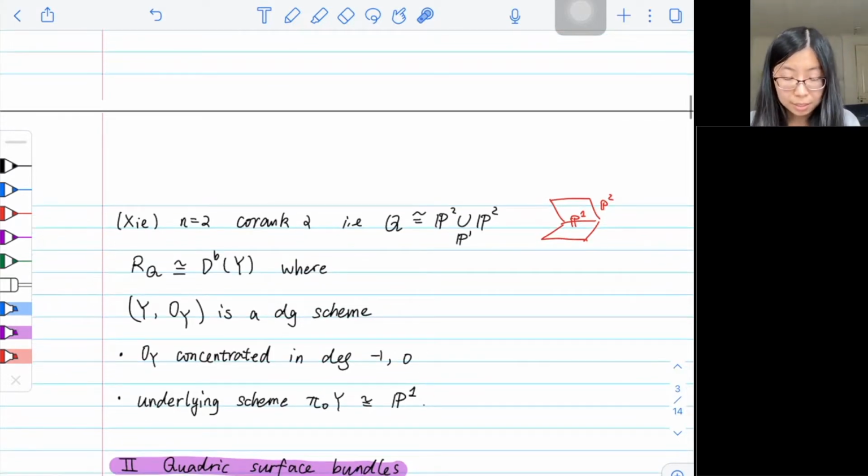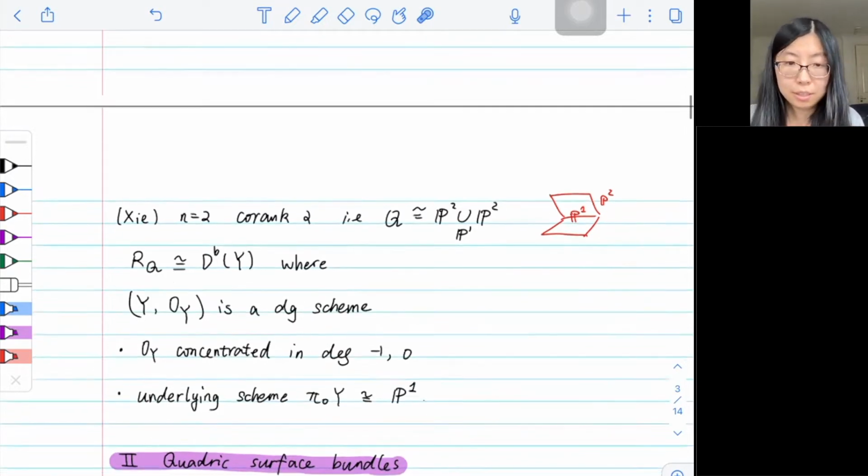So this is saying that for this two-term complex, if you take the cohomology at degree 0, you will get the structure sheaf of P1. So we'll actually come back to this later.